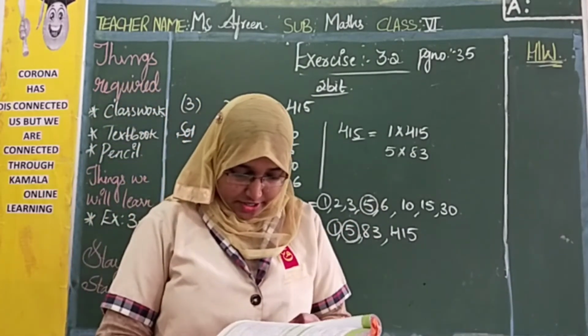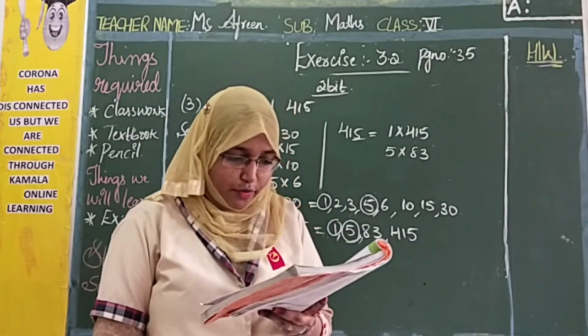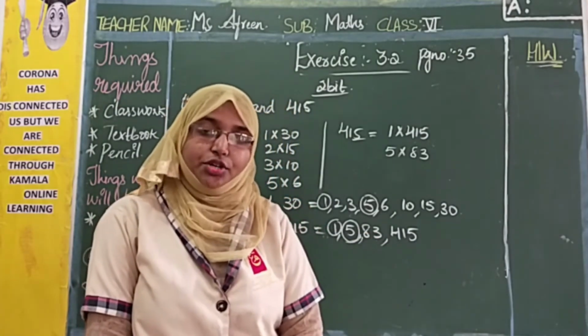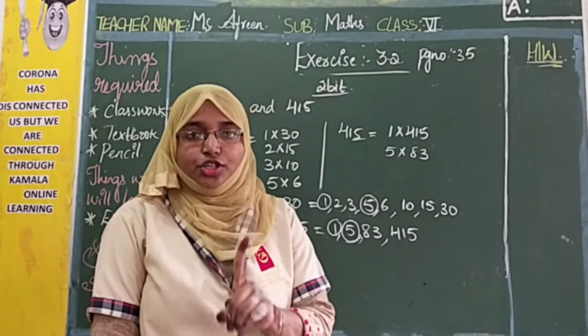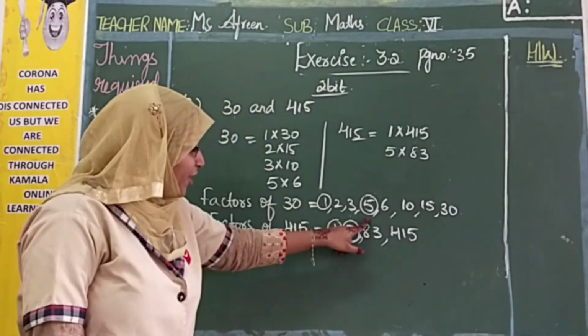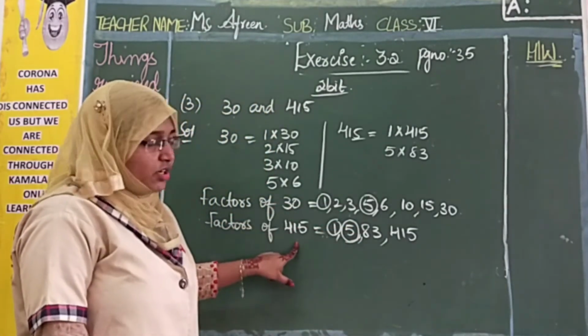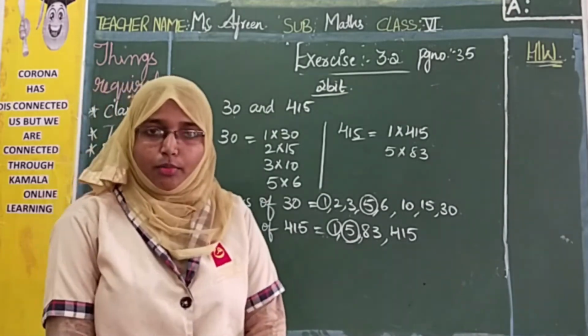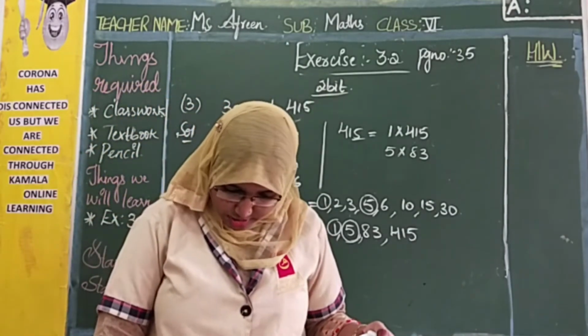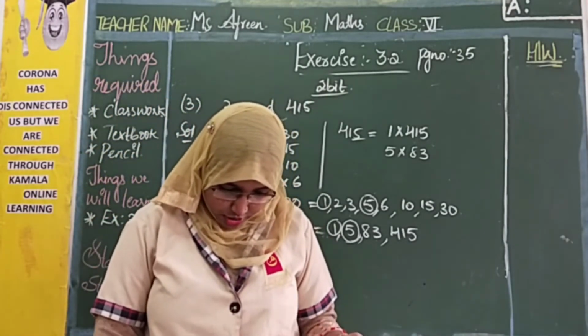But what we need to find, if you see here, is which of the following pairs are co-prime. What is the definition of co-prime? The only common factor should be 1, but it is having 5 also. So both 30 and 415 are not co-primes. Okay, so the same way, we can move on with the next.